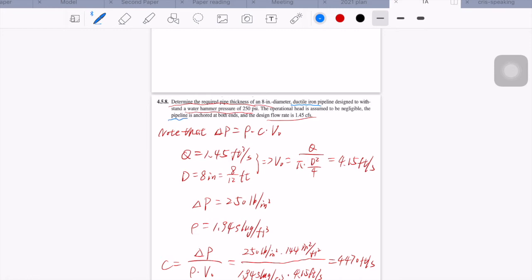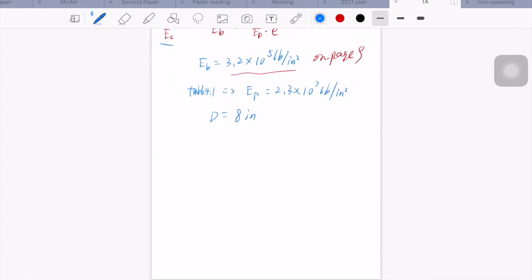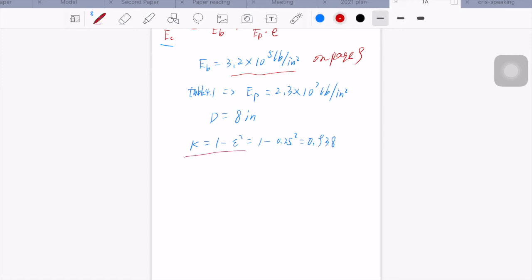The pipeline is anchored at both ends, so the K value equals 1 minus epsilon squared, equals 1 minus 0.25 squared. So the K value is 0.938. You can find this equation on page 126.